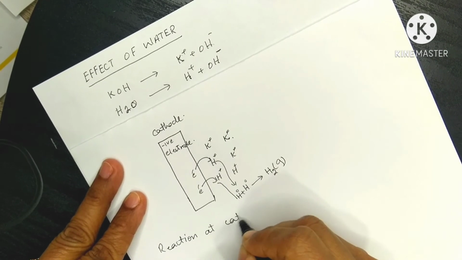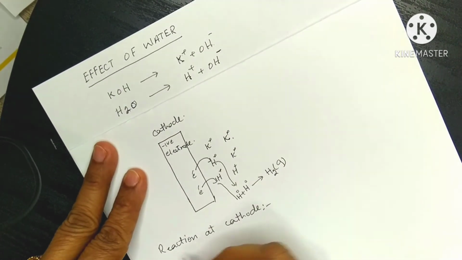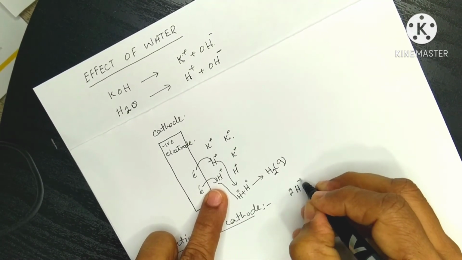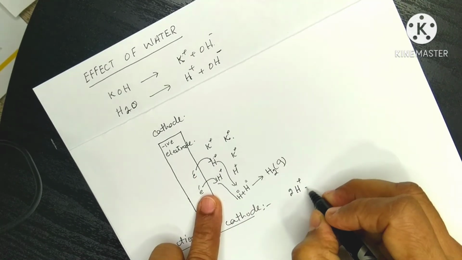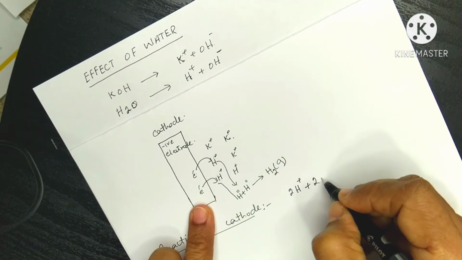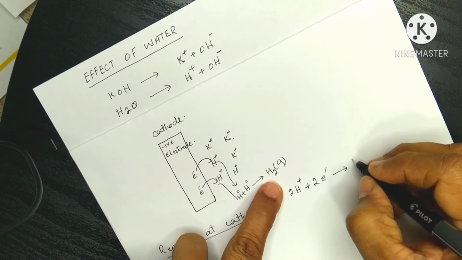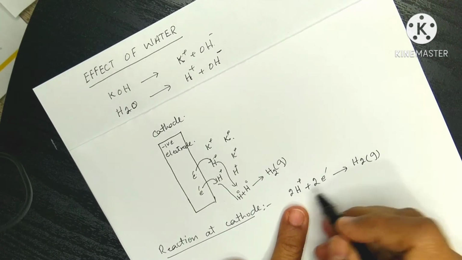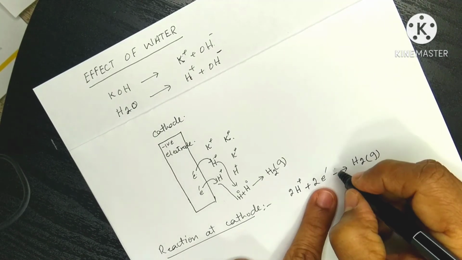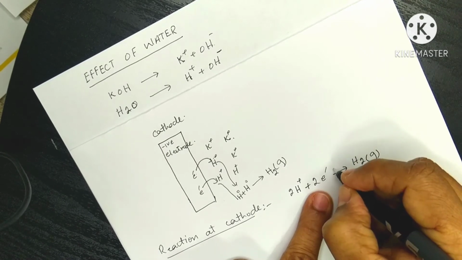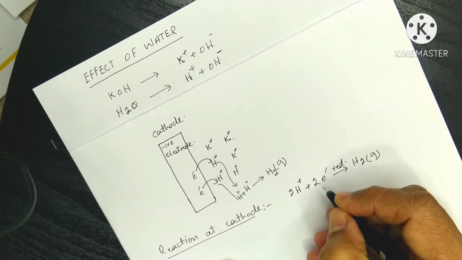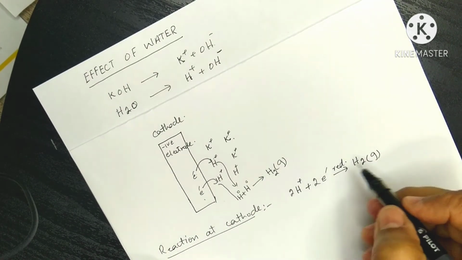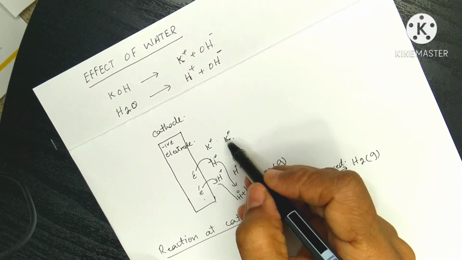Reaction at cathode. We have these two hydrogen ions, they have positive charge, and they absorb 2 electrons and convert into hydrogen gas. So hydrogen ions, they absorb 2 electrons, convert into hydrogen gas, and addition of the electron is called reduction, and it means that at the surface of the cathode reduction process occur. And in this case, hydrogen gas will release and potassium ion, they will remain in the solution.